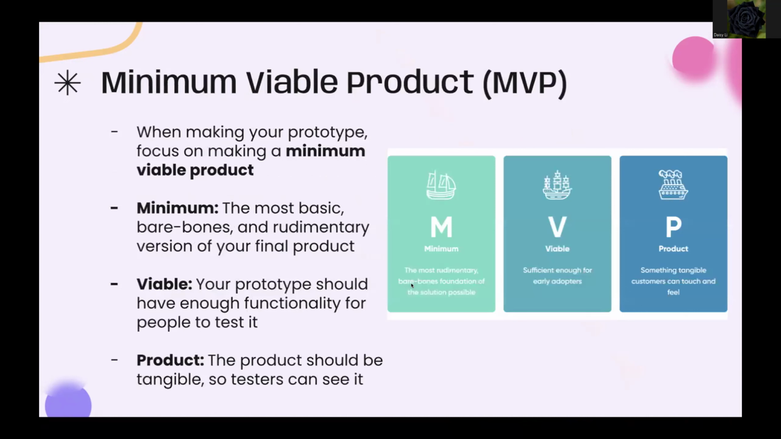One concept that is very important in the prototype stage is the minimum viable product. When making your prototype, focus on making a minimum viable product. Minimum being the most basic, bare bones, and rudimentary version of your final product. You can't make it too complicated or you will waste too much time. Viable, your prototype should have enough functionality for people to test it. And finally, product. The product should be tangible so testers can see it, touch it, and interact with it. Having a minimum viable product is very important when you want to have testers test your product.